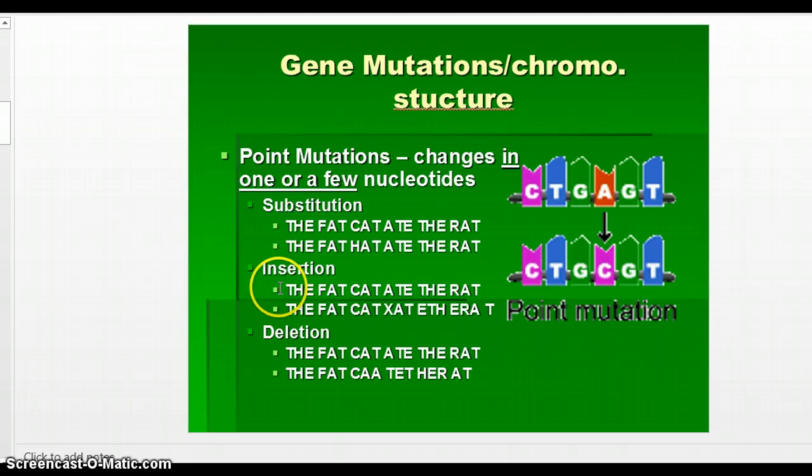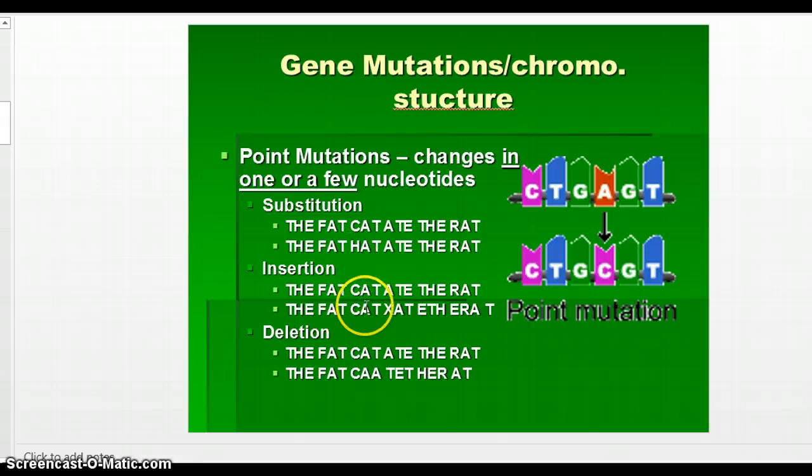Okay, here's an insertion. The fat cat ate the rat, but now we had something inserted. In the fat cat, an X got inserted in there, and now we still have ate the rat, but it's not hooked up with the proper letters it should be. Deletion. The fat cat ate the rat, but now you can see here that a letter was deleted. And so we don't see the fat cat ate the rat. Everything is moved to the left, and we would have improper codons. Insertion and deletion are also known as frame shift mutations.